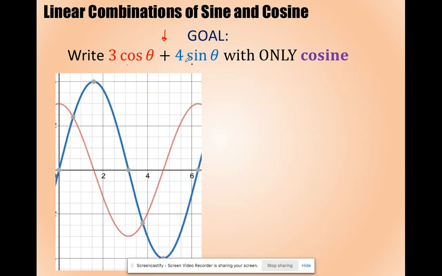Remember, the domain of these are all real numbers. I'm showing the domain from 0 to 2 pi. So you're going to take, for instance, at theta equals 0, you're going to add the new equation that you have in y1.